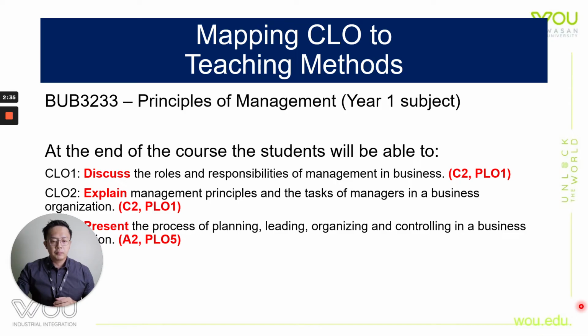Back to our example that we used in the previous video, we have this course called Principle of Management, which is a year 1 subject. In this course itself, it has 3 CLOs. The first CLO, with the keyword discuss, we determined in the previous video to be measured under cognitive level 2, C2, and it is mapped against PLO1. Subsequently, CLO2, explain, is mapped against C2 and PLO1 as well, and lastly CLO3, present, is mapped against A2 and PLO5.